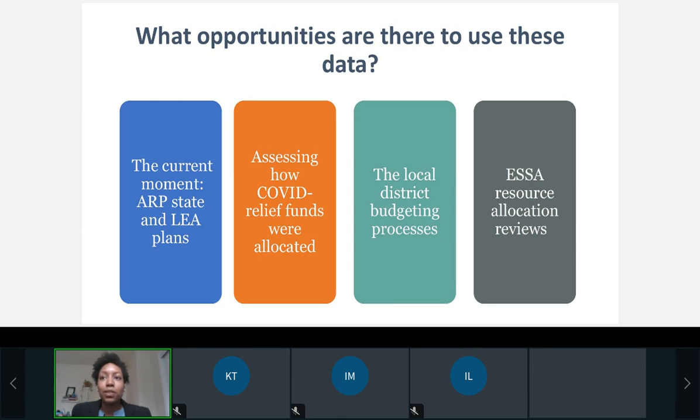And lastly, let's not forget the requirement in ESSA for resource allocation reviews. Periodically, localities and states should be looking at how resources are allocated to drive school improvement. And so this is a great opportunity to do that.